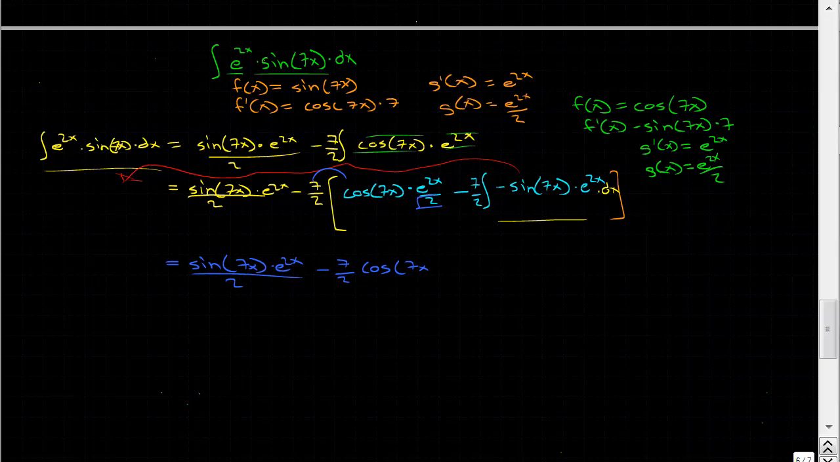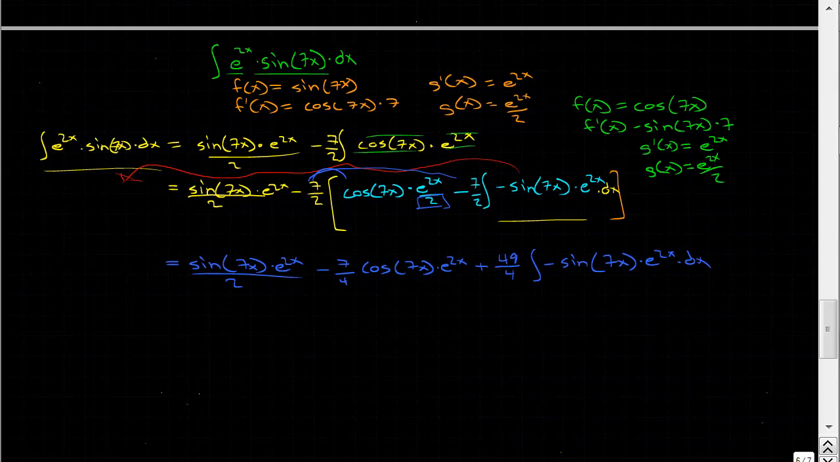But since it's divided by 2 here, this is actually negative 7 divided by 4, so cos 7x times e to the 2x. And then we minus, so now we have negative 7 over 2 times negative 7 over 2. So that means we plus 49 over 4 times the integral of negative sine 7x times e to the 2x dx.